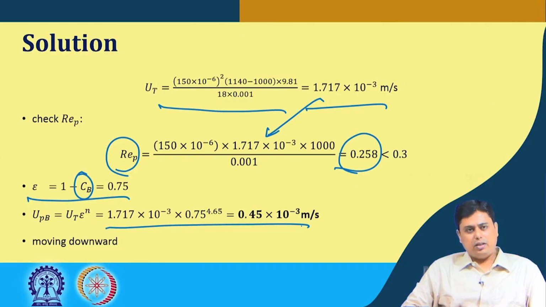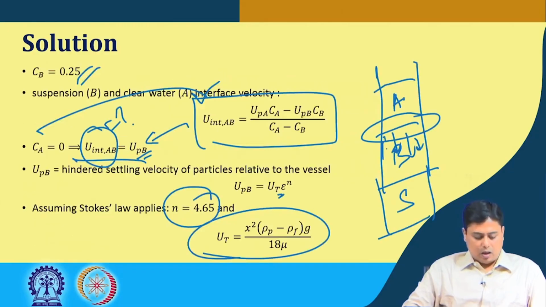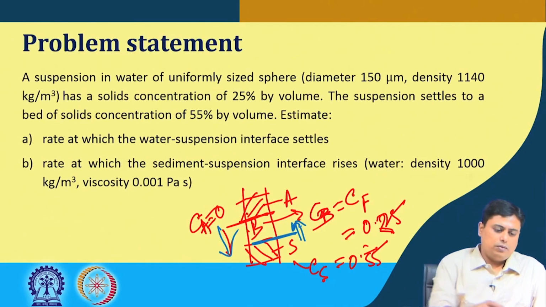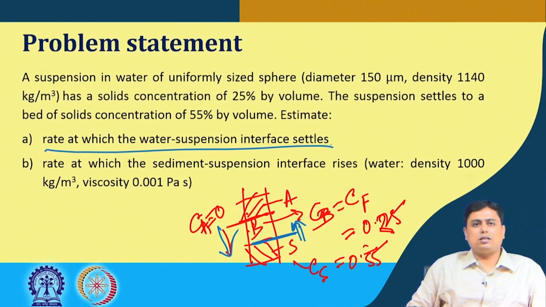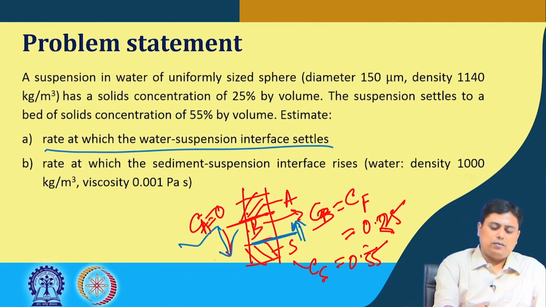Now, this actually is moving downward. So, this is the velocity, or the settling rate, of the interface between the clear liquid zone and the suspension, which is moving downward. So, which means our first part is solved, the rate at which the water suspension interface settles. So, this part is done.